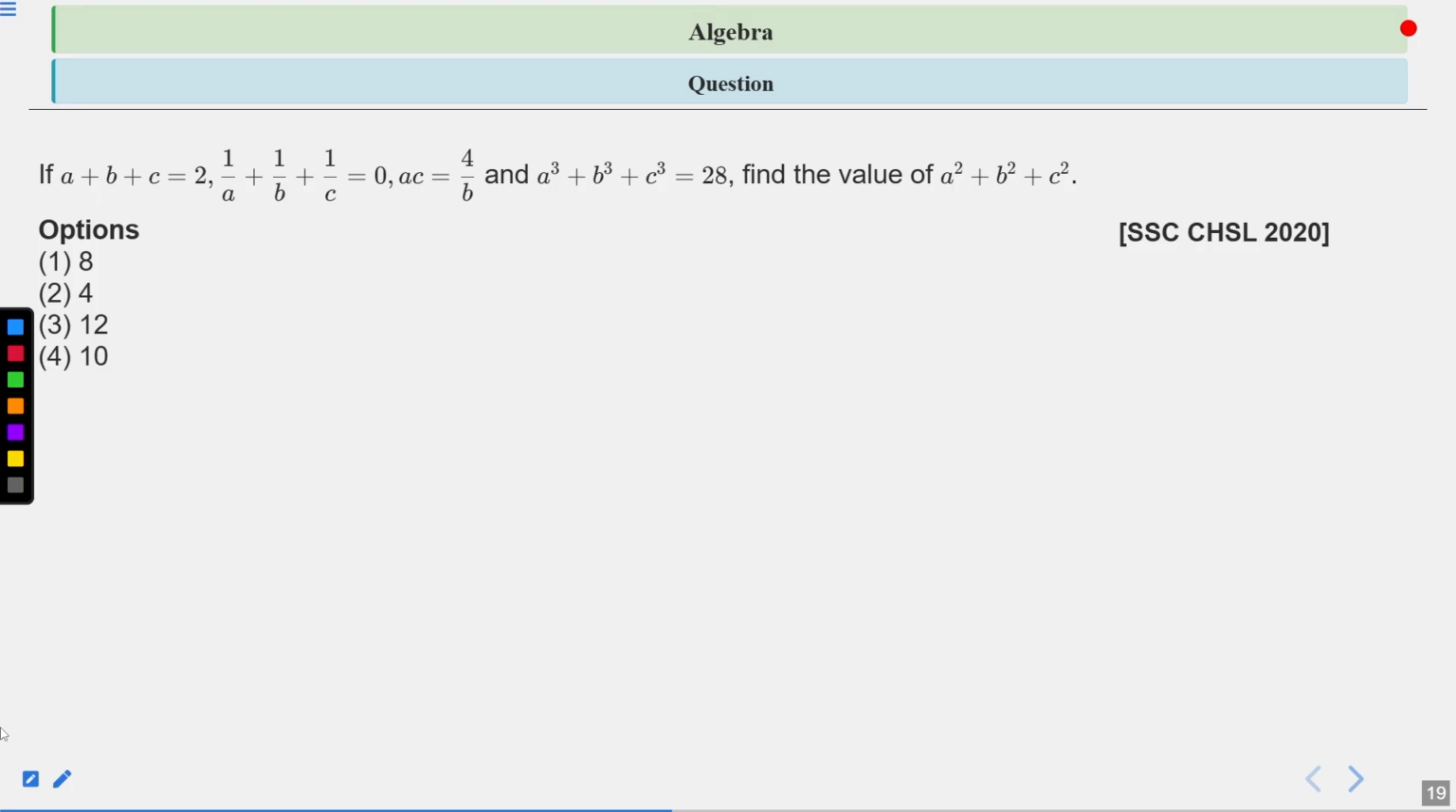If a + b + c = 2 and 1/a + 1/b + 1/c = 0 and ac = 4/b and a³ + b³ + c³ = 28, then we need to calculate the value of a² + b² + c². And this question was asked in the SSC CHSL exam in 2020. So there are 4 options. First one is 8, second is 4, third one is 12 and fourth one is 10. Now you have 10 seconds to analyze the question. Your time starts now.